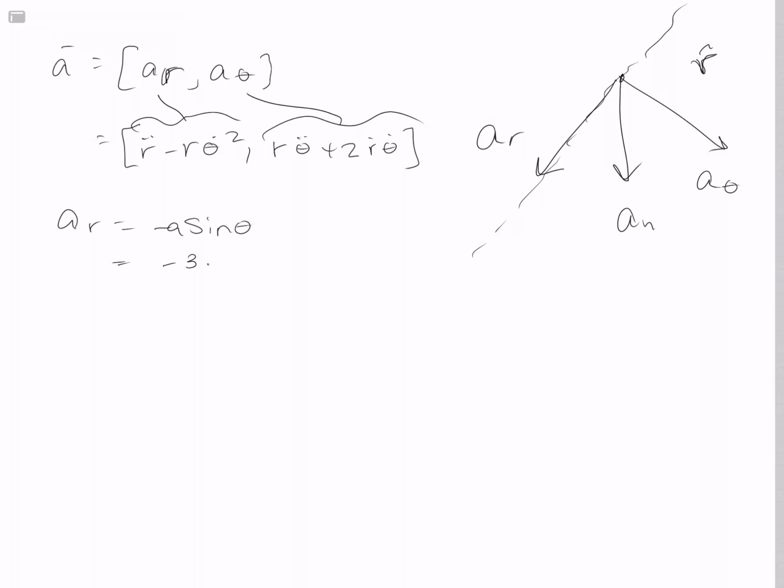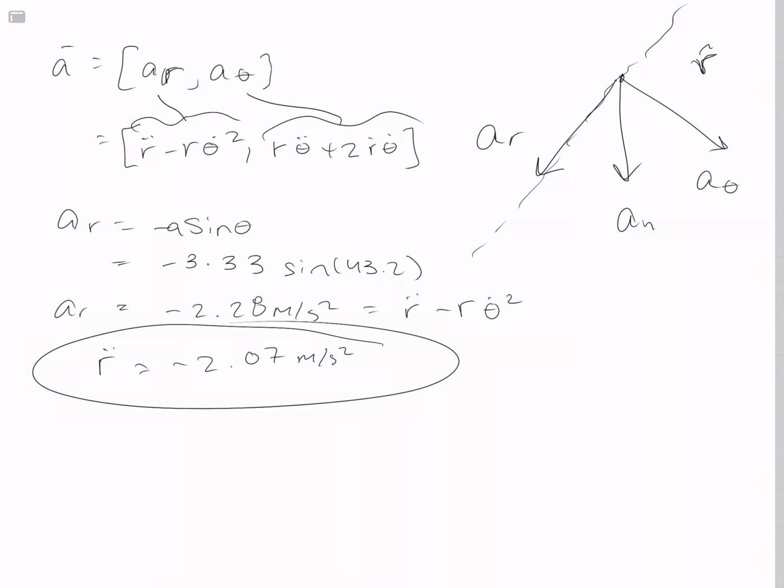AR equals negative a sine theta, and that is negative 3.33 times sine of 43.2. In the end, we get that it equals 2.28 meters per second squared. We still need to convert that to r double dot, so we'll plug in this left side of the equation and have this equals r double dot minus r theta dot squared. When we solve for r double dot, you get that r double dot equals negative 2.07 meters per second squared.